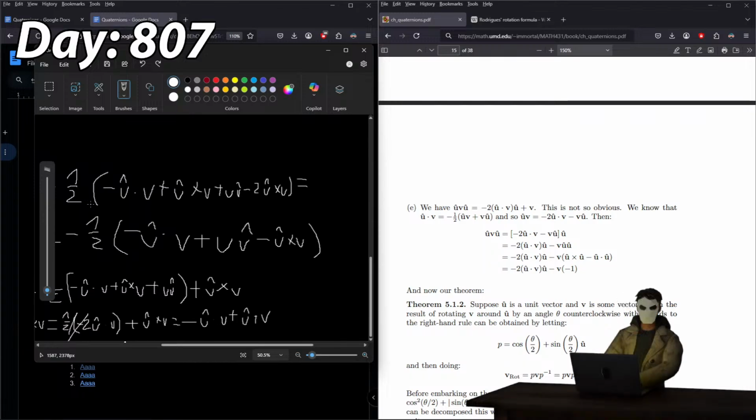We could just keep expanding u dot v. Could just keep expanding it. Like for example, right here we can input this equation. Again, recursively, forever, never leave.